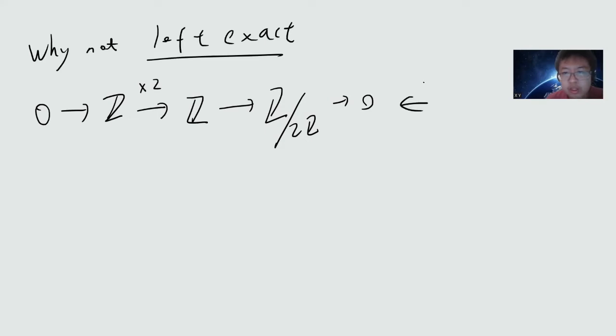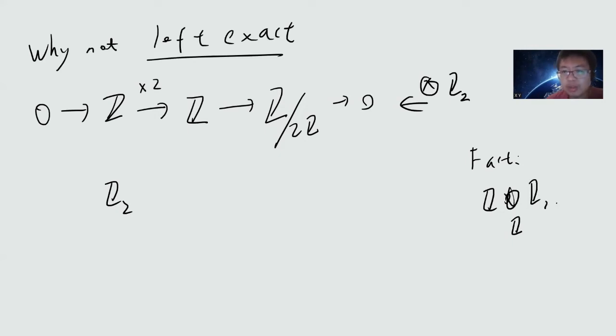So we can tensor with Z2. If we tensor with Z2, then we get Z2. There is a fact that if you tensor with Z, now we view everything as Z-modules, basically the same as abelian groups, it will always be Z2. So you get Z2, Z2, and then we can check what happens here.